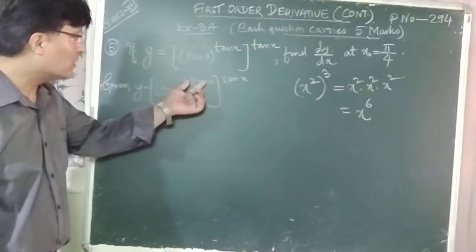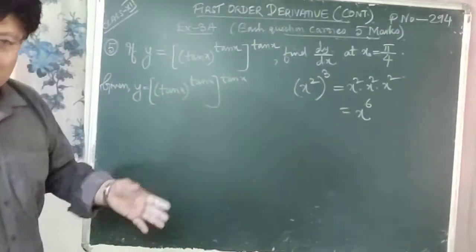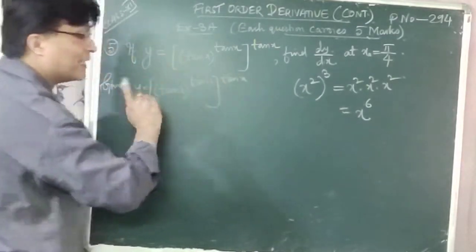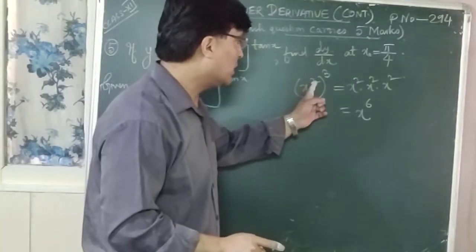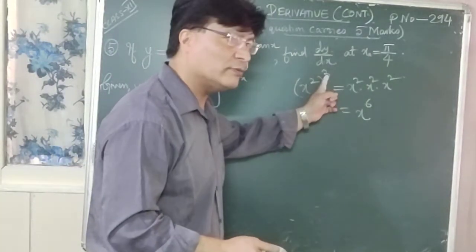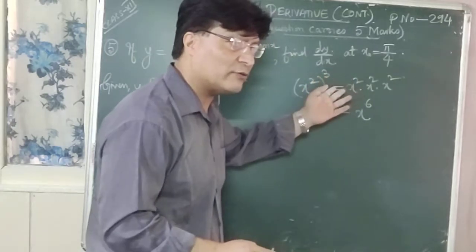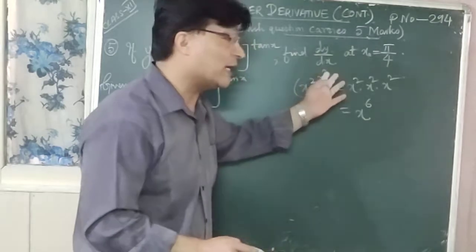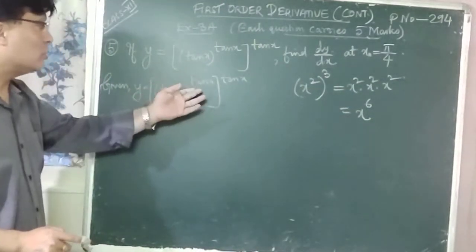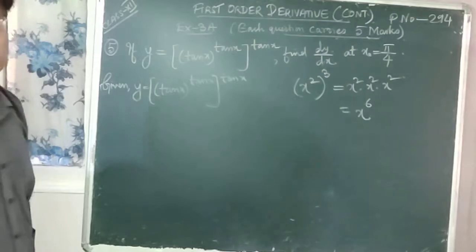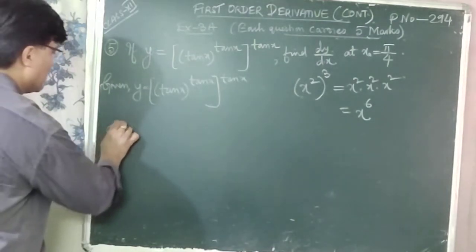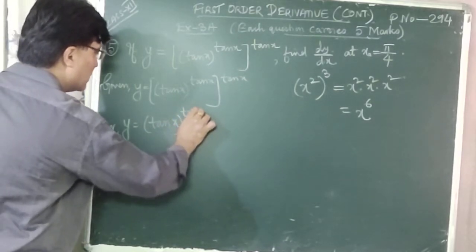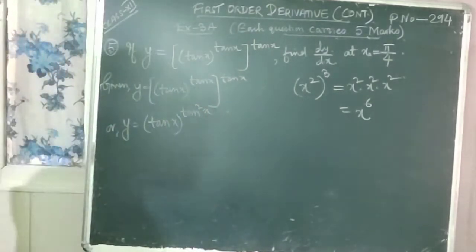Similarly here also, this tan x and tan x should be multiplied. Is that clear now? So we cannot write 2 tan x here because these powers cannot be added. Likewise, it is x square whole cube, there is no 5 here, it is x to the power 6. How do you get this x to the power 6? These 2 and 3 are multiplied. So likewise, you should multiply tan x by tan x, which is equal to tan square x. Okay? So y is equal to tan x whole to the power tan x into tan x, which is tan square x.